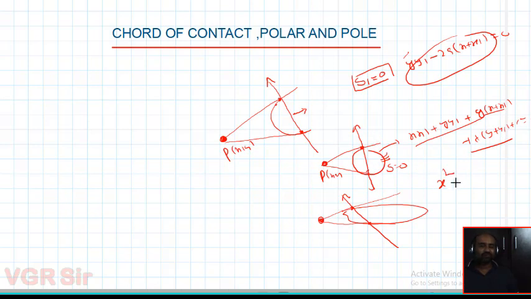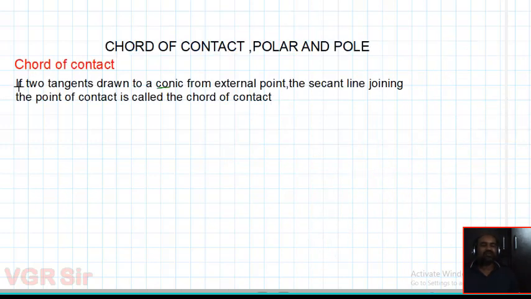Similarly, the equation of an ellipse is given as x square by a square plus y square by b square equal to 1, for example the standard one. So xx1 by a square plus yy1 by b square minus 1 equal to 0 is taken as the equation of chord of contact for this ellipse. That's why the definition of chord of contact is applicable for all conics. Here is the definition again: if two tangents are drawn to a conic from an external point, the line joining the points of contact is called chord of contact.